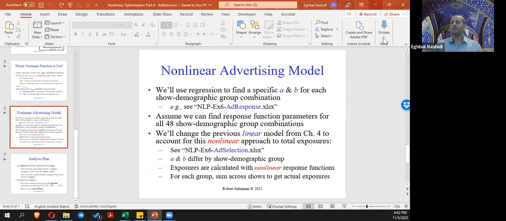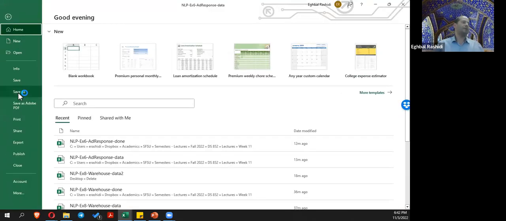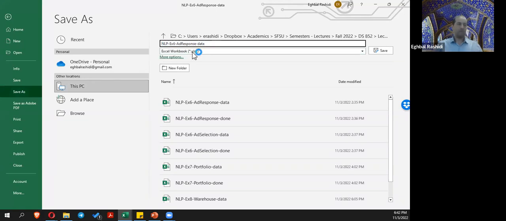All right. Okay, so let me open up the lecture materials. I have made them available, so you can download them and follow along with me, especially the done version. So I have opened the NLP example 6 ad response data. I'll share that with you. So this is the Excel file for the ad data. I'm going to save this so I won't lose it, in my delete folder.